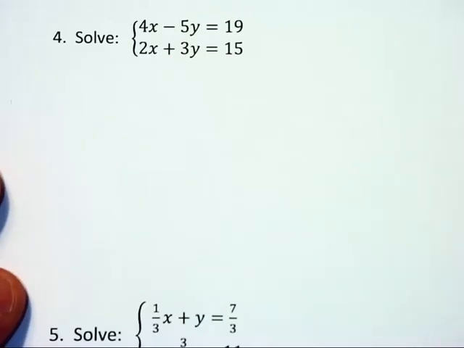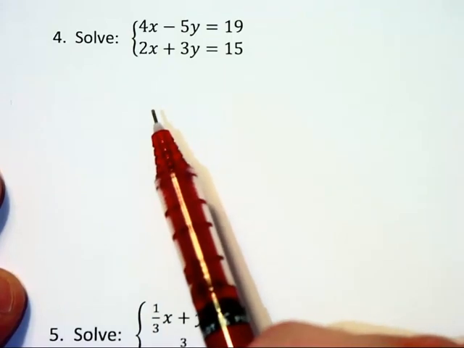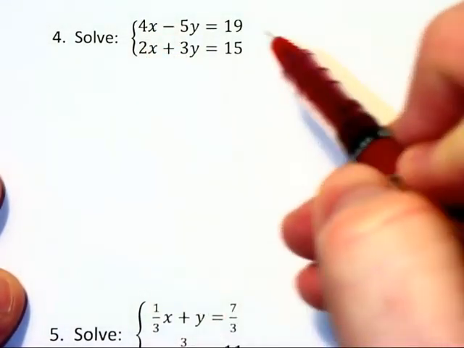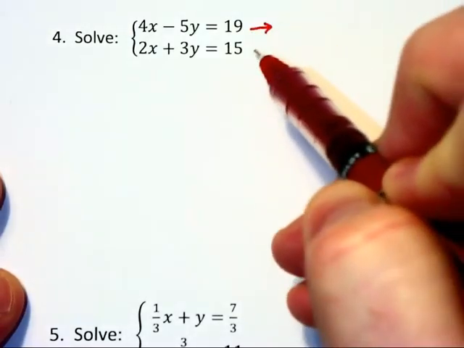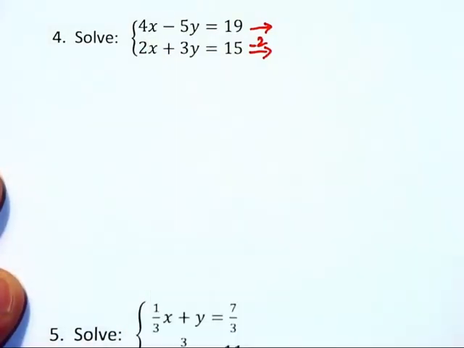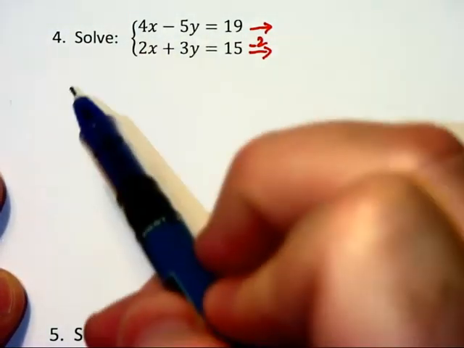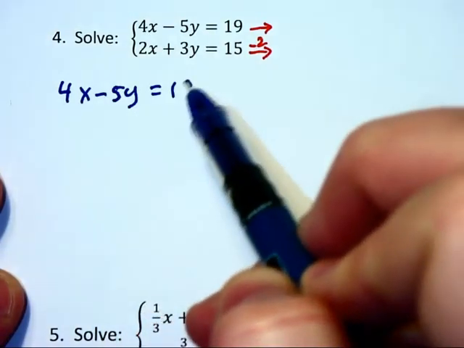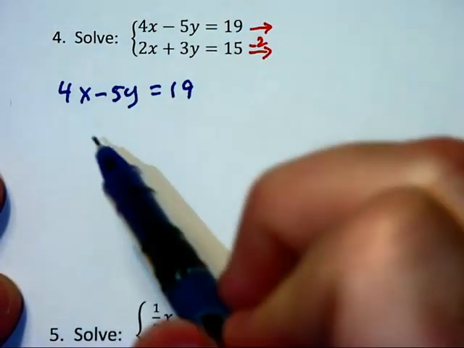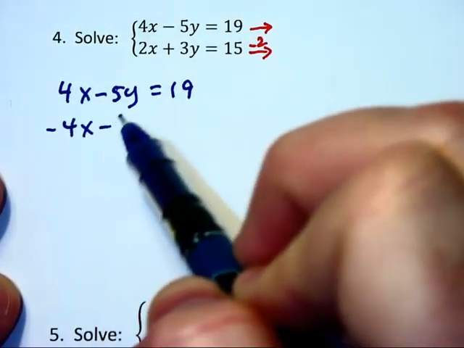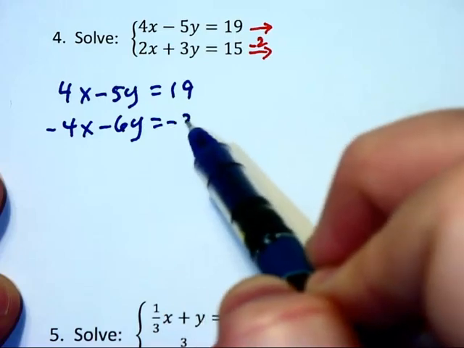For this next system, we do not have x or y isolated, so we probably want to use the addition method. I notice that 4 and 2 are a nice convenient set of numbers, so I'm going to keep the top equation as is and multiply that second equation by -2 so I can eliminate the x's. So the first equation is just going to get brought down. 4x minus 5y is equal to 19, and the second equation will get multiplied by -2, giving us -4x minus 6y is equal to -30.